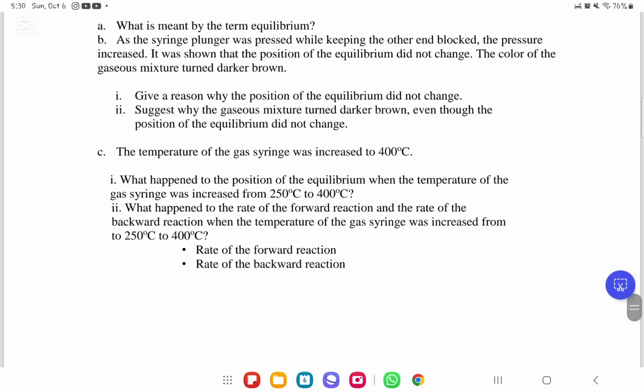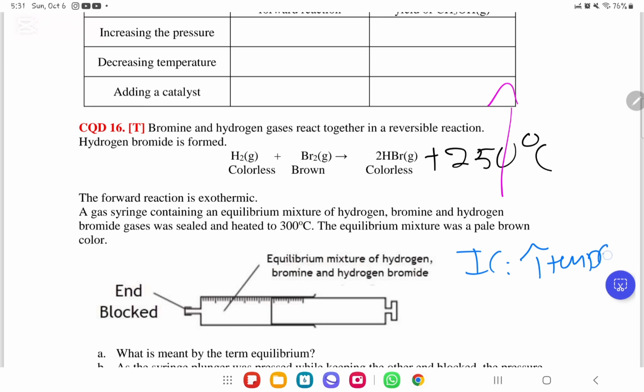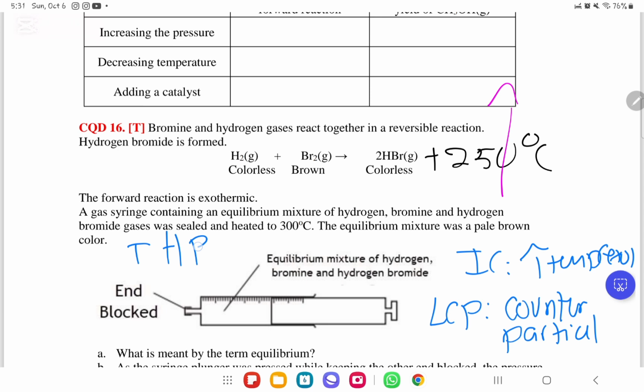What happens to the position of the equilibrium when the temperature was increased from 250 to 400? We know that this is what? An exothermic reaction. So we have heat in our products. They're telling us that we increase the temperature. This is our imposed change: temperature, exothermic, increased. According to Le Chatelier's principle, there is a counteraction that is partial. Then how does this happen? This happens by the opposite of our imposed change, which is decreasing the temperature of our exothermic reaction.